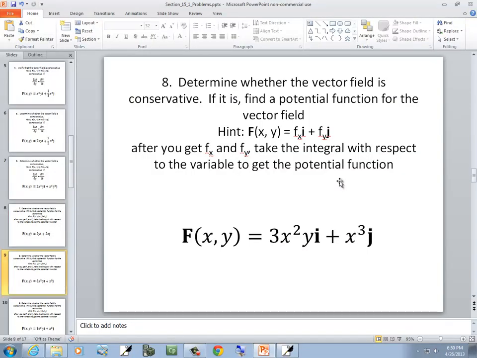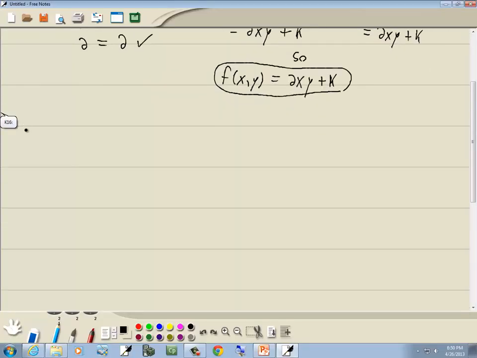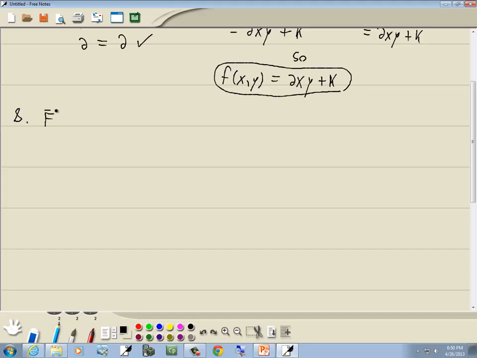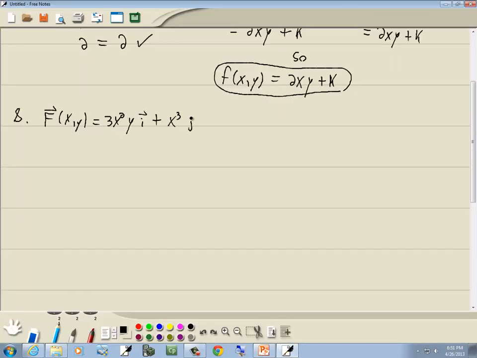Let's take a look at this one. Okay, so we've got f is equal to 3x squared y i plus x to the third j. Again, this is m, and this is n. This here is the partial with respect to x, and this is the partial with respect to y. We'll come back to that.